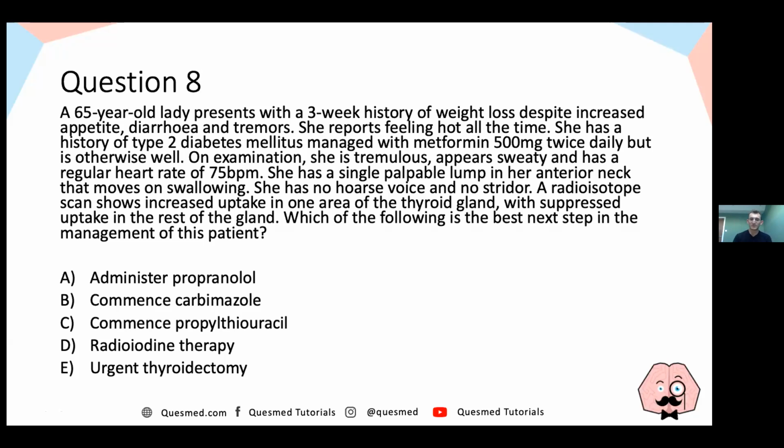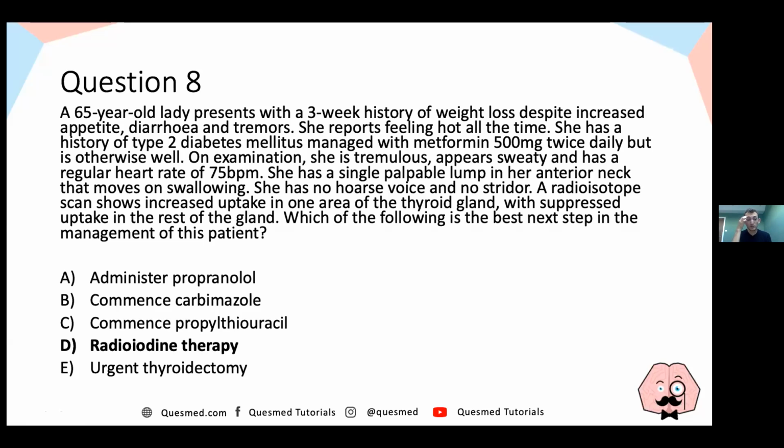Yeah, so this is quite a difficult one. The correct answer is radioiodine therapy. And I'll go through why. So this is a lady again who was presenting with symptoms of hyperthyroidism. She's got a radioisotope uptake scan which shows increased uptake in one area of the thyroid gland. So it's probably a toxic adenoma or a toxic thyroid nodule. And that's what we want to be treating.